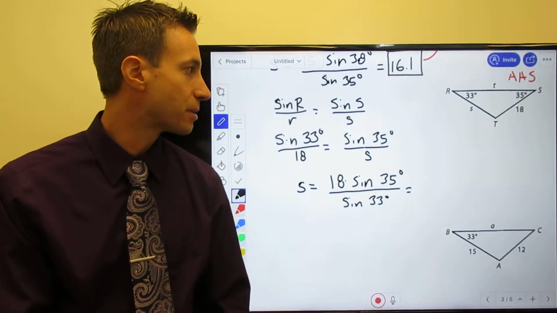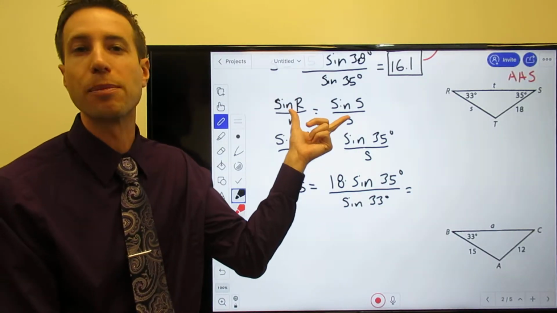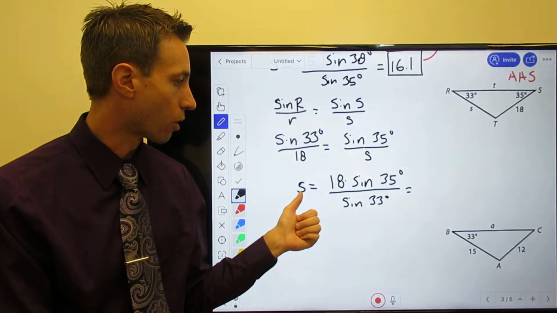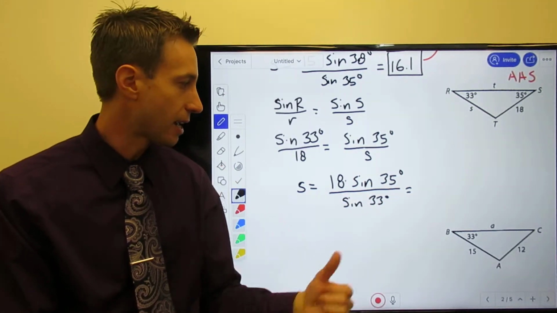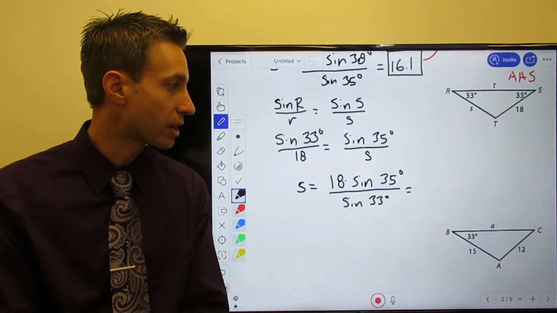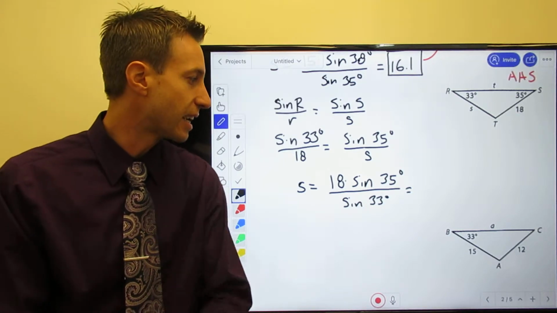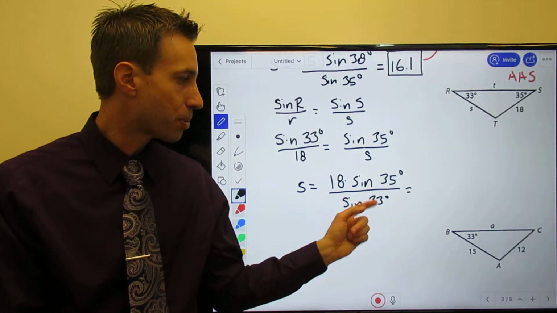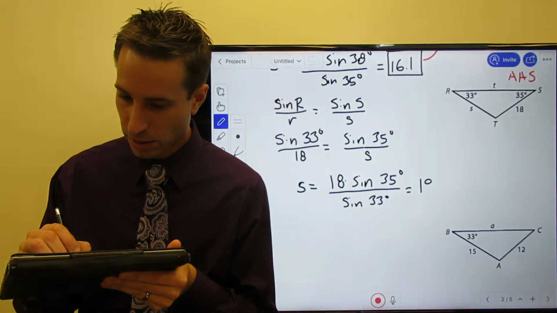Once again, at this point, now that you've set up your proportion and solved for our unknown, it's a calculator problem. Sine of 35, hit enter, multiply by 18, then divide by the sine of 33. Every calculator has a sine, cosine, and tangent button on it. In this case, you're just using the sine button. Put that in your calculator, don't fat finger something, and you wind up with S is equal to 19.